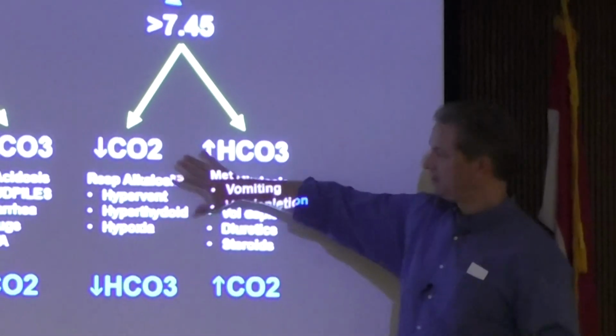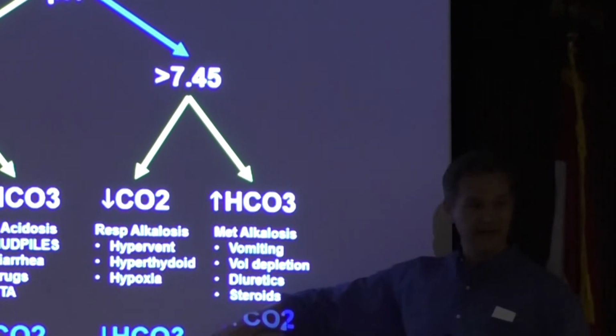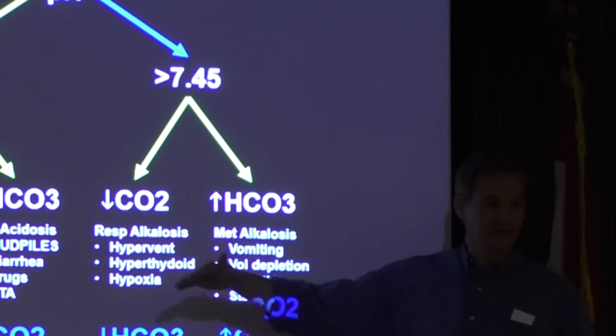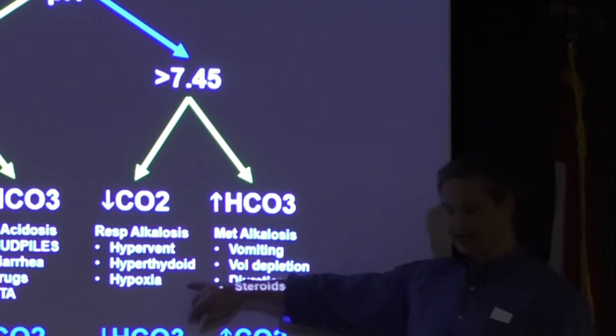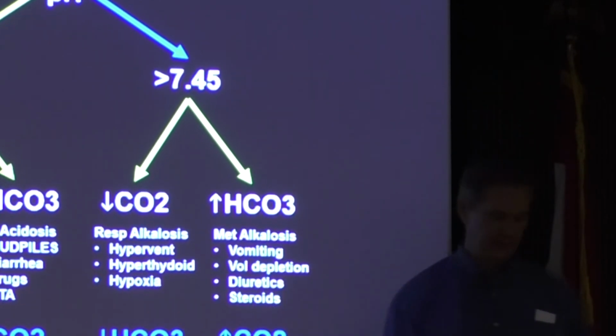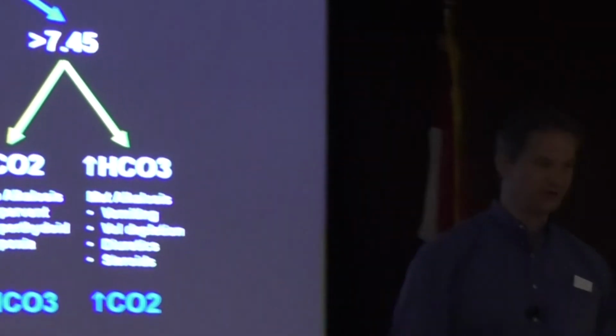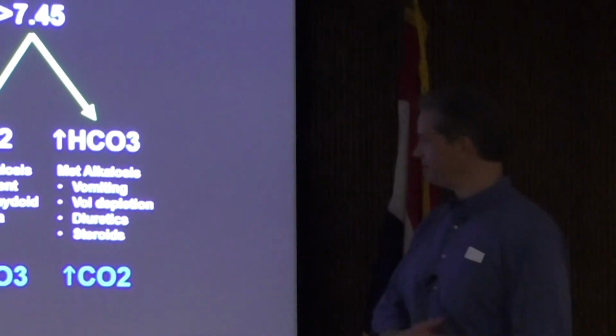Alkalosis. Decreased CO2. How do you do that? By hyperventilating. Why do you hyperventilate? Because you're at 15,000 feet. Okay? Hyperthyroidism, like thyroid storm, and hypoxia, which again can happen if you're just in an oxygen-deprived environment or you're in an aircraft that just happened to depressurize at a certain period of time.